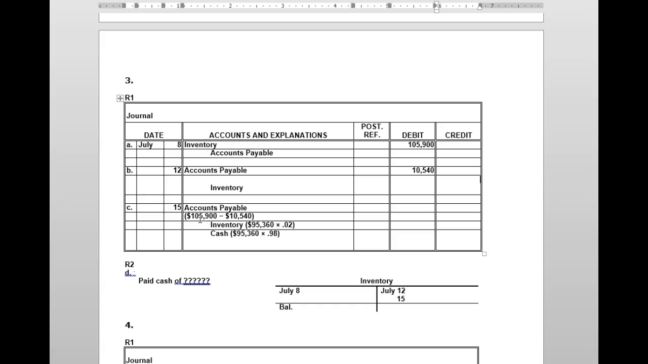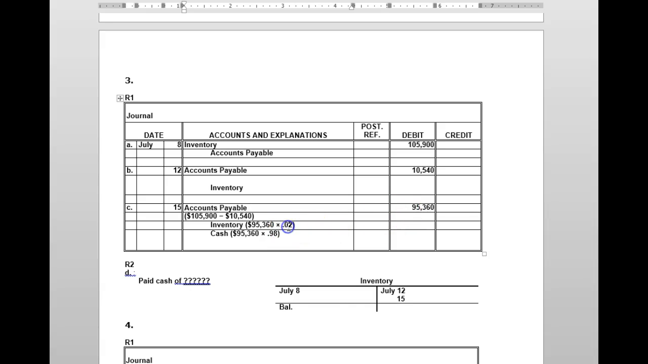Well, they owe $105,900. They've returned $10,540. Correct? So that is the amount they have in accounts payable. So that amount you know, but that's not the amount they're going to pay, so just hang in there. So if I subtract those, I get $95,360. That is what's in accounts payable and what has to come out if you're paying the full bill. But is that truly what you're going to pay?